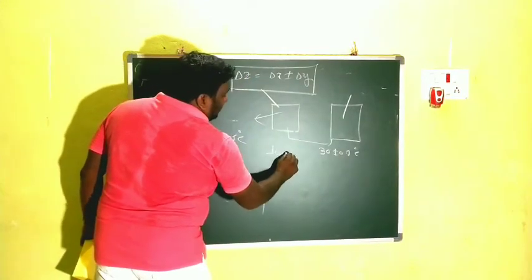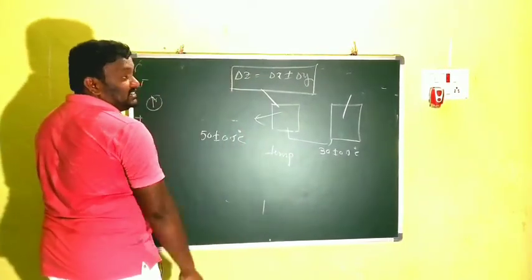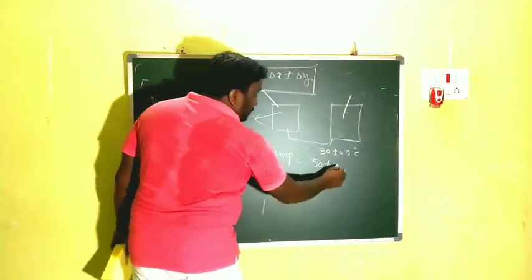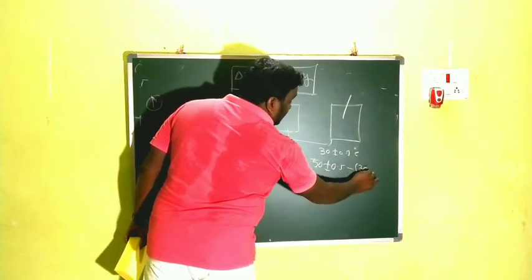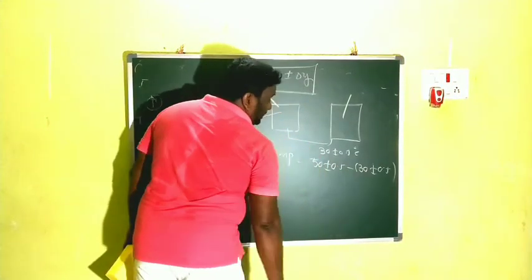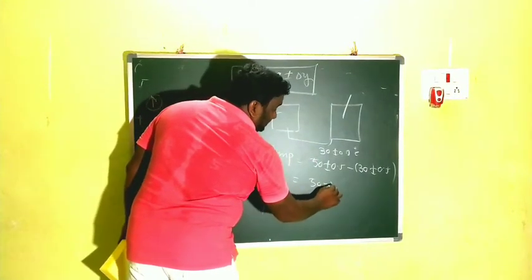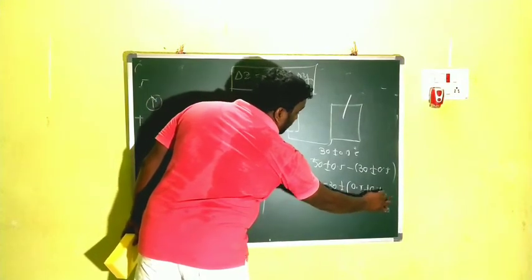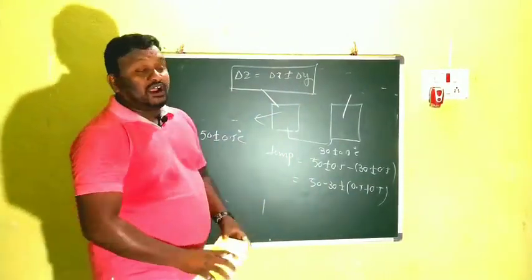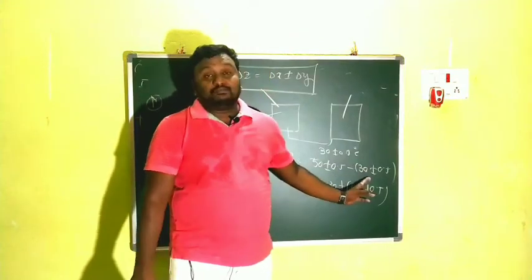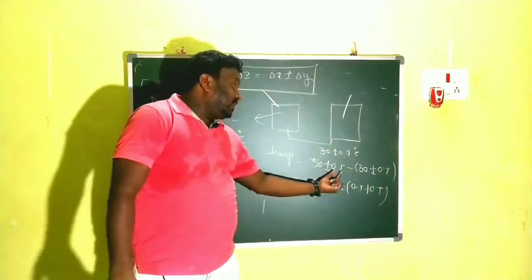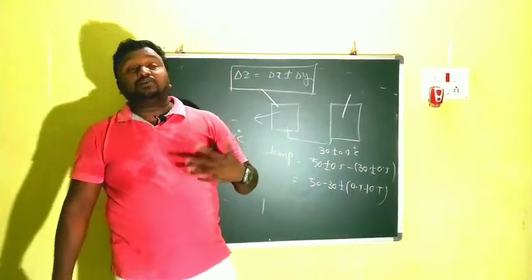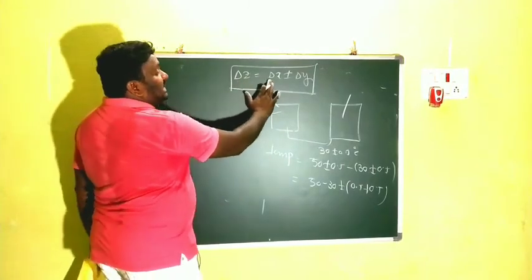Clear? That's why we have to find the difference of these two, the temperature difference in the result. So I am writing 50 plus or minus 0.5 minus 30 plus or minus 0.5. Here again 50 minus 30, and plus or minus 0.5 plus 0.5. In general we could do minus, but according to the rule, this is the error of the first one and this is the error of the second one. So in addition or subtraction we have to write delta z is equal to delta x plus delta y.